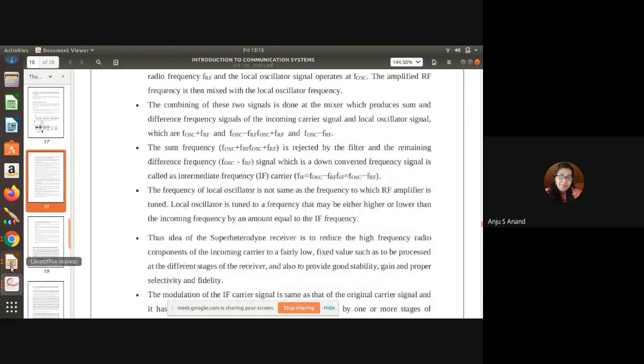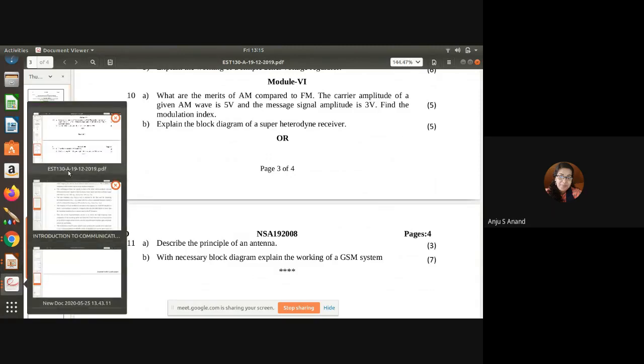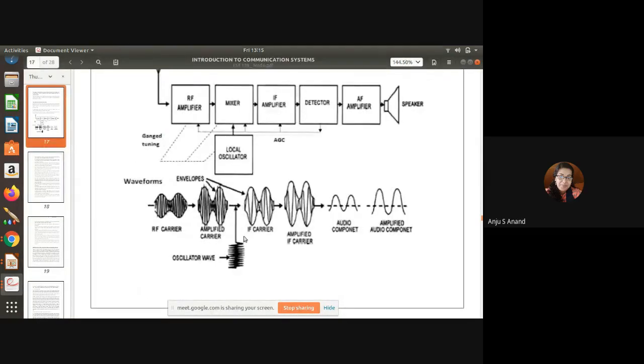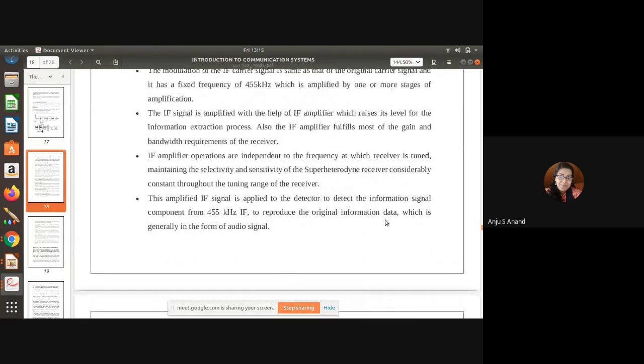The question is of 5 marks. So just draw that block diagram. If it comes as a 5 mark question, only draw this block diagram, waveforms, and some important points like intermediate frequency, mixing, etc. Don't write everything in detail. Okay, just answer the question with respect to its marks.